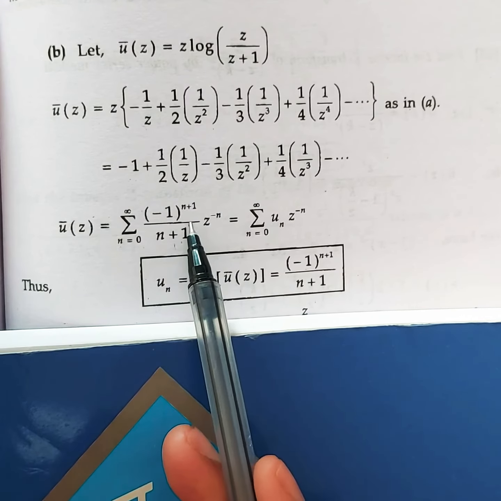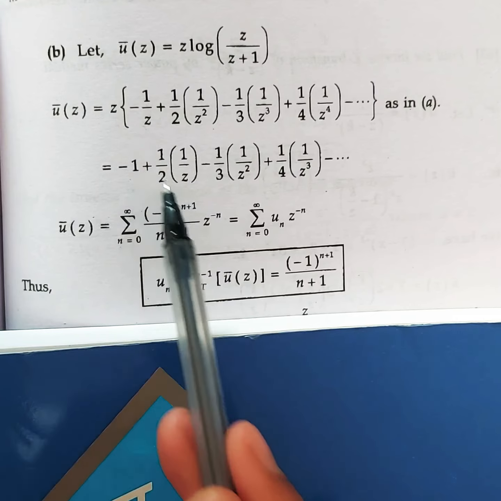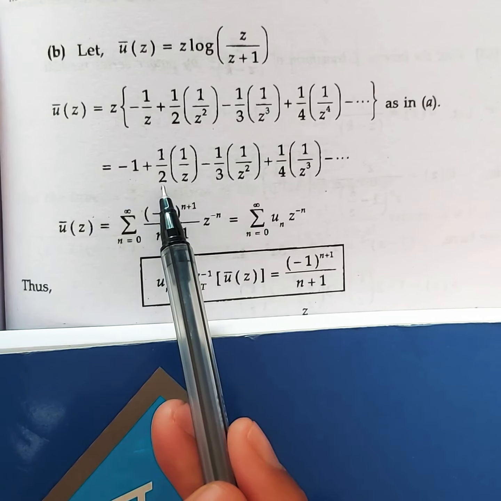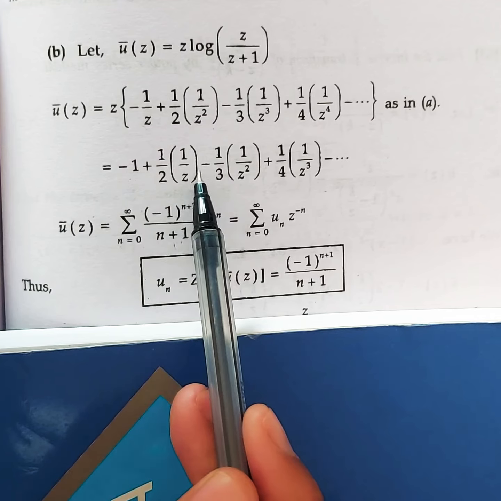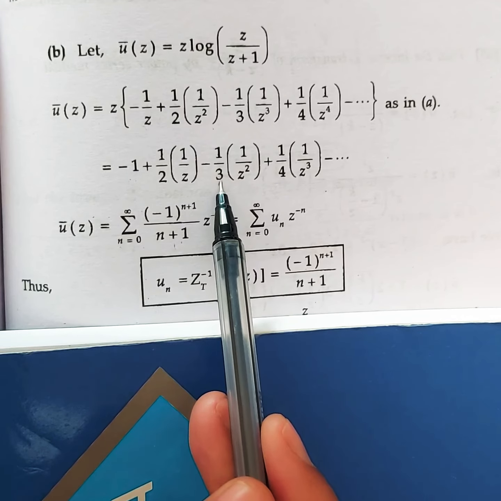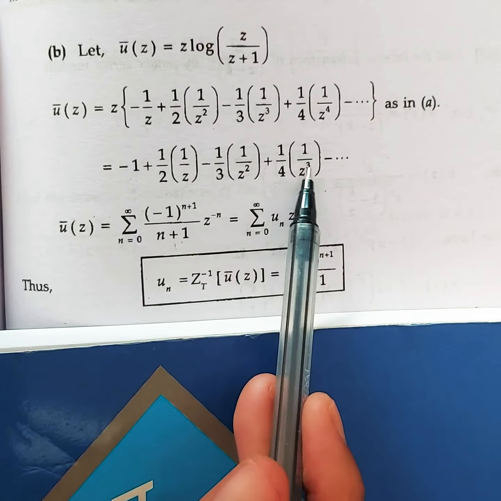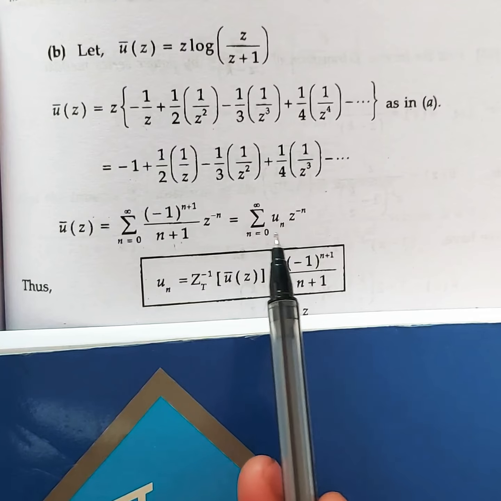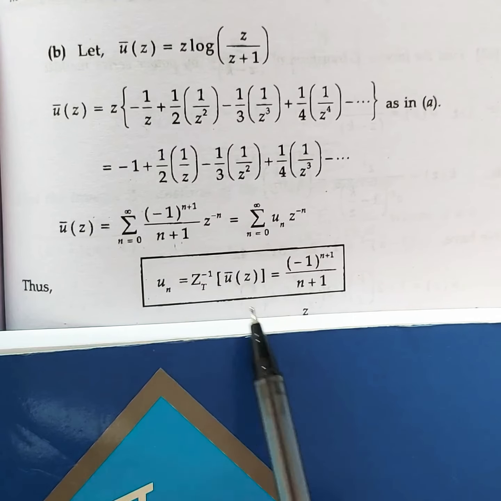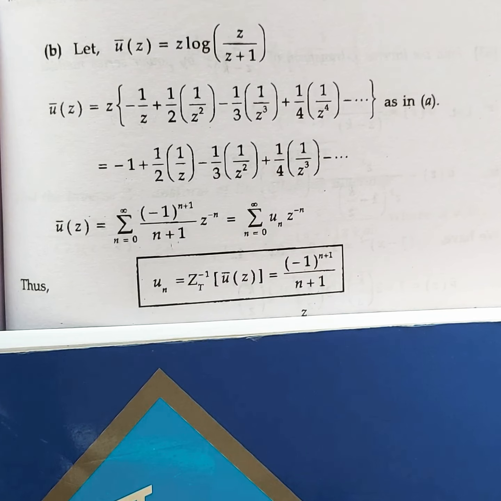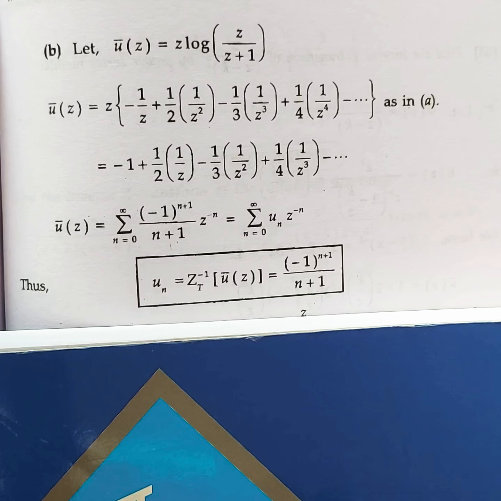And the second term, minus 1 power n plus 1, so positive. Denominator n plus 1, 1 plus 1, 2, and z power 1. Then n plus 1, z power 2. Then n plus 1, z power 3. This is the general term. So here in the place of un, I have minus 1 power n plus 1 by n plus 1. There is no special case here. So we have to write it as an infinite series, then express it in terms of summation un z power minus n, and that un is going to be your solution.